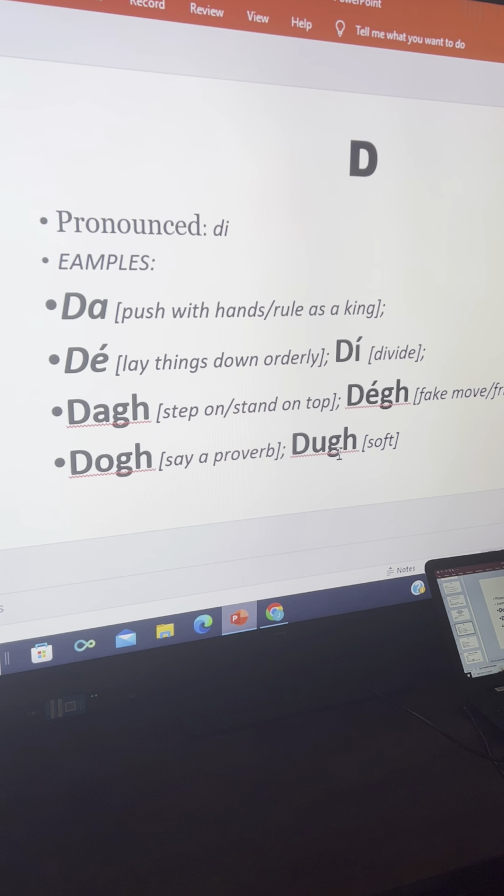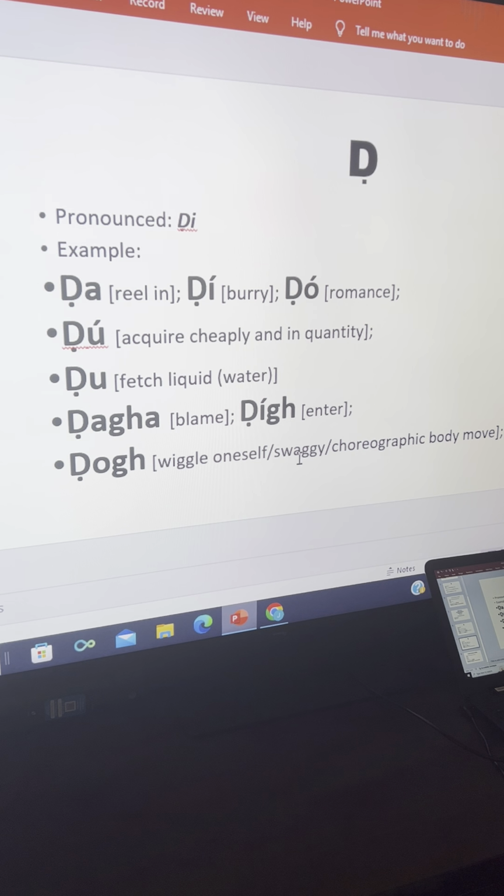All right. So how about the D that is tone marked? The next slide has that. D tone mark. How do you pronounce that? That is going to be D.